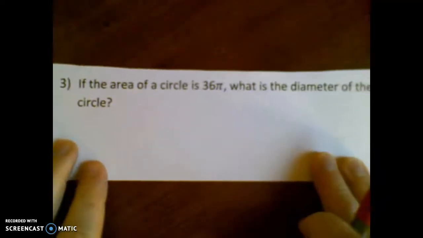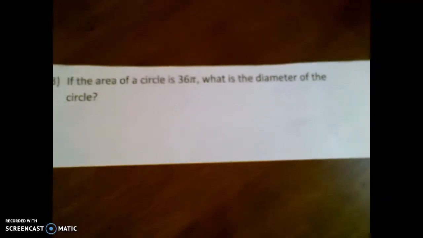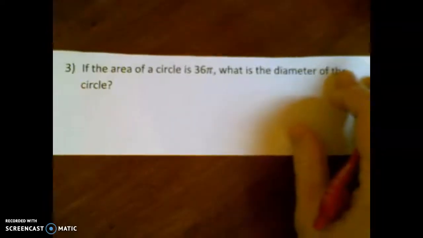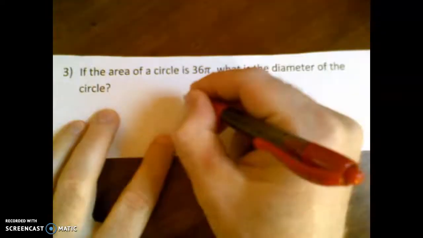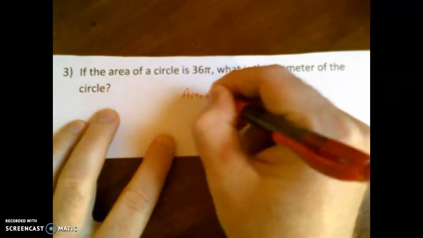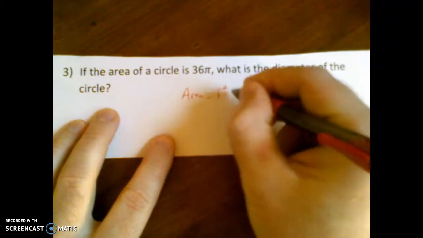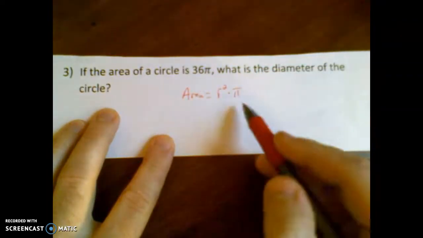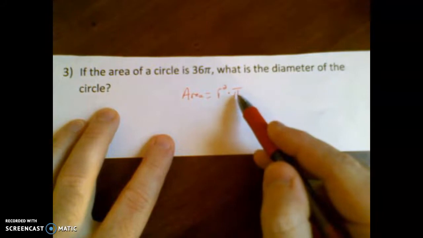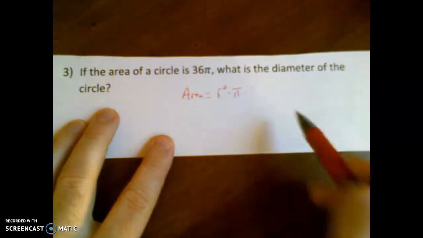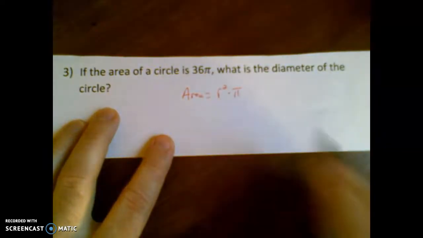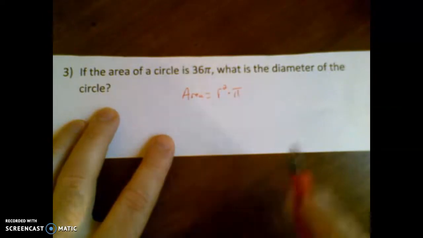And number 3, if the area of a circle is 36 times pi, what is the diameter of the circle? So when we talk about the area of a circle, we go area equals radius squared times pi. And a lot of times in class we'd use 3.14, but a lot of books and online examples will just keep pi instead of 3.14 because it is irrational. So for this problem, we're going to keep that as pi.